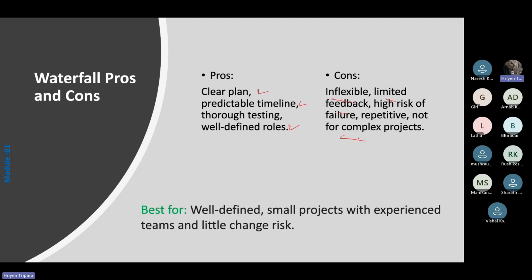Obviously, nowadays every single project will be complex, and feedback will be limited, because as I told you, you cannot give feedback for every single phase. If you do one particular phase and give feedback, we need to redo it again from phase one, based on the feedback. So this is not meant for complex projects. We can use this if we have a well-defined small project with experienced teams and little change risk. In this case, we can use waterfall. But trust me, nowadays even small companies or small projects do not use this concept called the waterfall model.